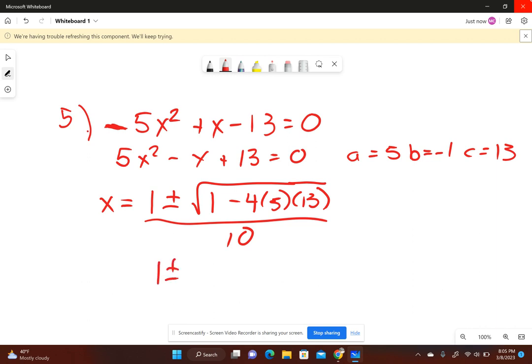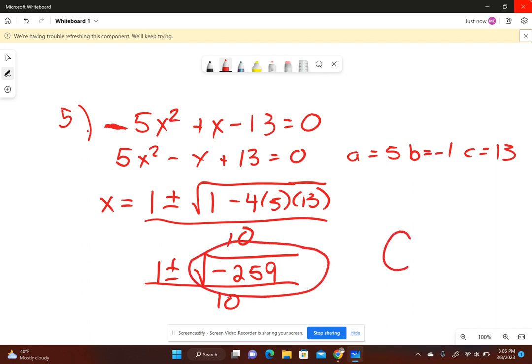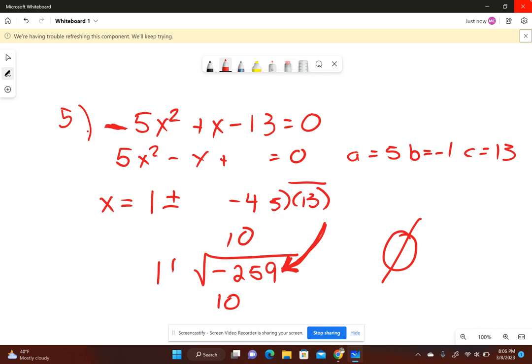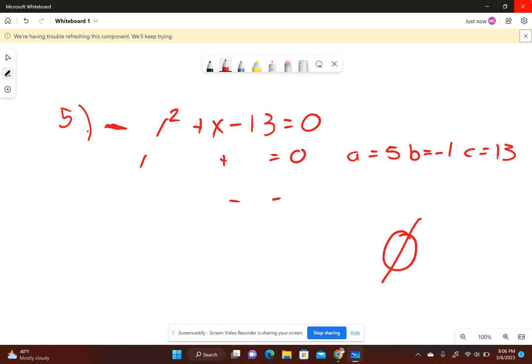And I'm thinking to myself, uh-oh, because 1 minus 260 is negative 259, and we can't have the square root of a negative number. So we're going to say no real solution. You can just say no solution, but no real solution. Now in Algebra 2, you will learn that you can come up with an imaginary solution for the square root of a negative number. But for now, we're just allowed to say no real solution. So if you ever end up with a negative number under the radical sign, we say no solution.